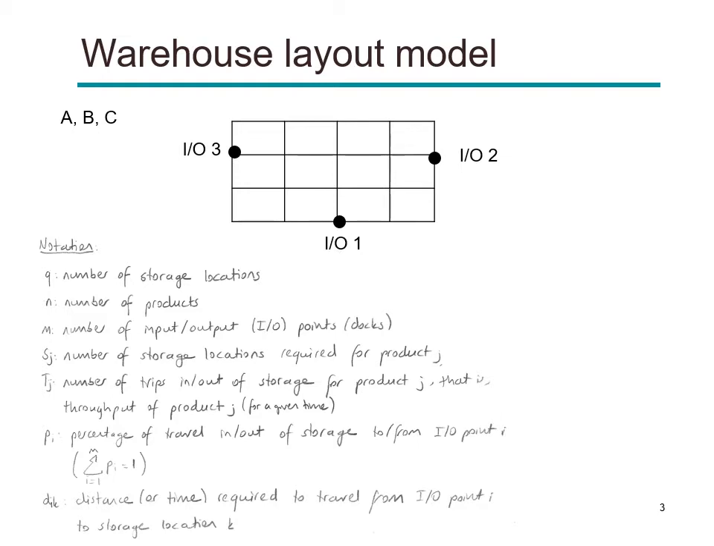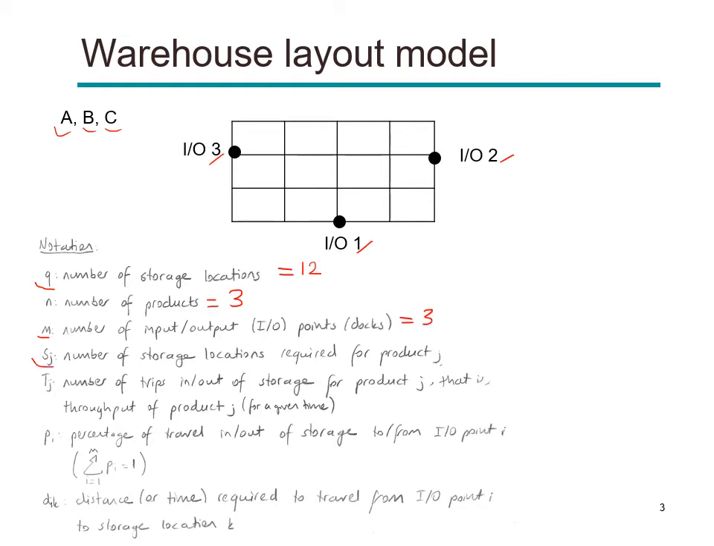The first one is Q. Q is the number of storage locations. So for this example, the total number of storage locations is 12. Okay, so Q is 12. The N gives us the number of products. So in this example, we just have 3 products. So the number of products is 3. In other examples, we may have different number of products. M is the number of input-output points. So in this example, we have 1, 2, and 3 input-output points. So M is also 3.